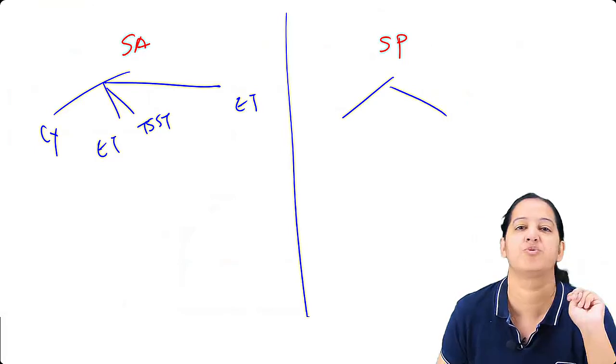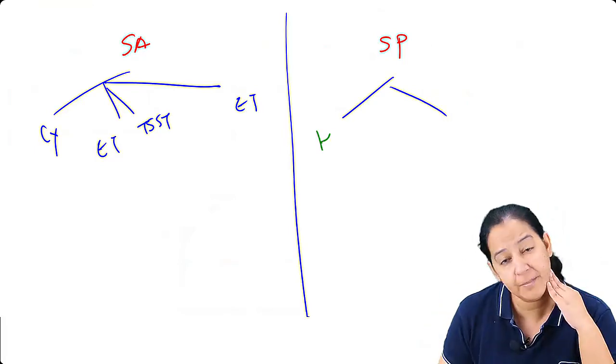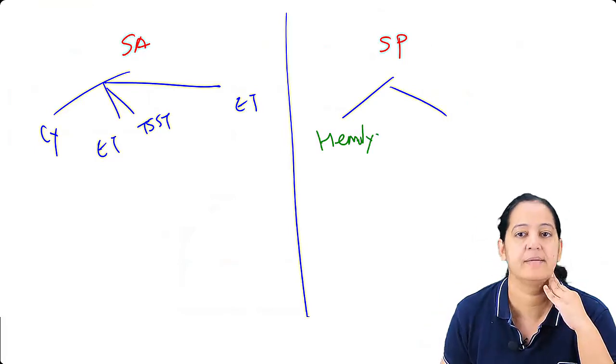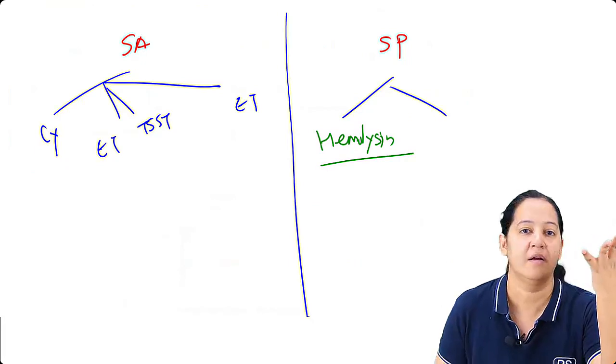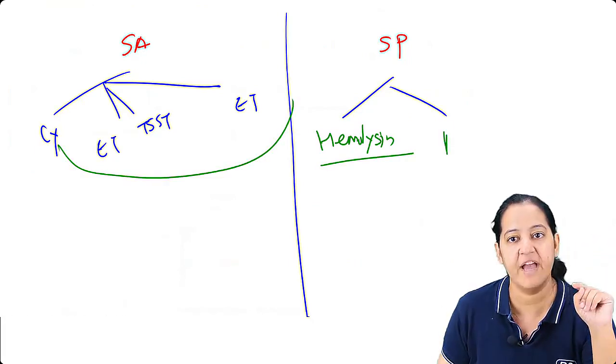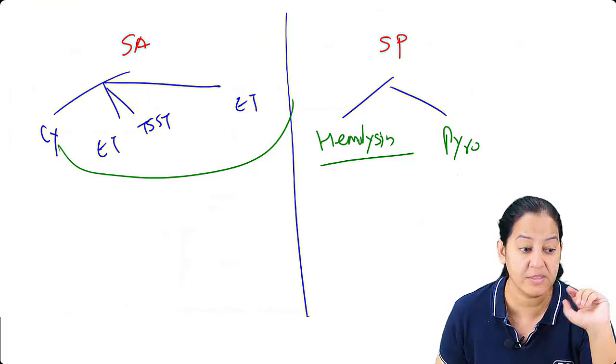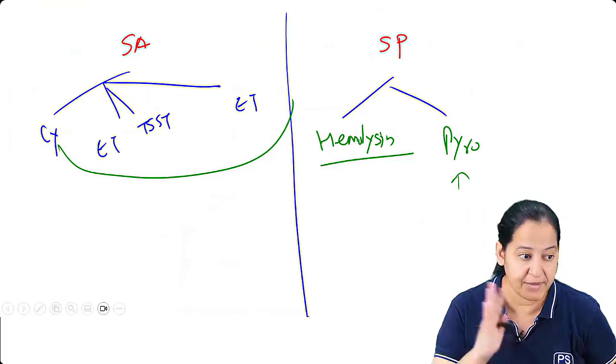Here we have only two toxins. Which two toxins do we have here? Hemolysin, which causes rupture of blood cells. We don't have hemolysins there. And here we have pyrogenic toxin, which causes increased temperature, which causes fever. So compare the toxins, okay?